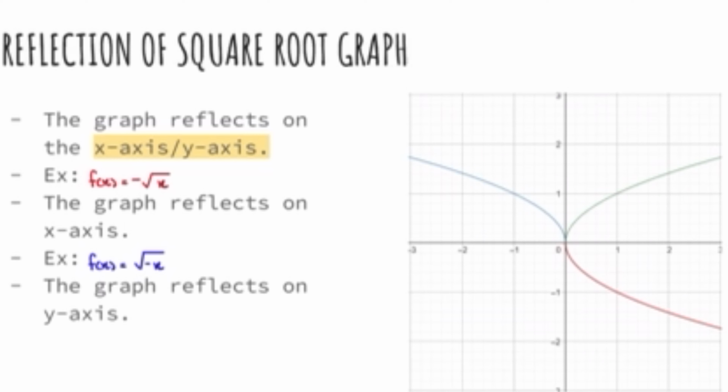Lastly, the reflection of a square root graph about the x-axis and the y-axis. To obtain a reflected graph, a negative symbol must be added to the function. If the function is negative square root of x, the graph will be reflected about the x-axis, which is the red graph, while if the function is square root of negative x, the graph will be reflected about the y-axis, which is the blue graph.